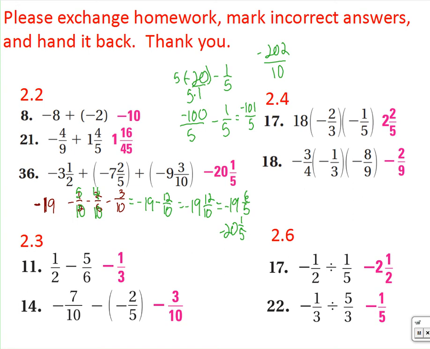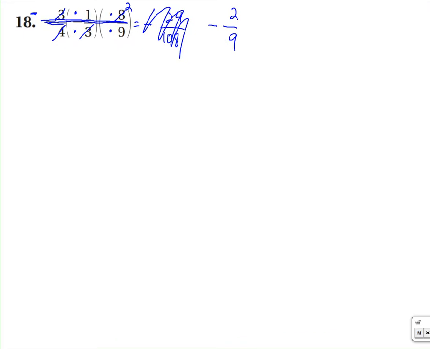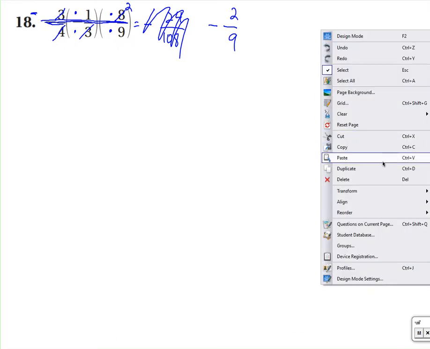Couple of 17s. Which 17? The one on 2.4. This one right here. Okay. Oh, okay. I should try to see this. Yeah. There we go.